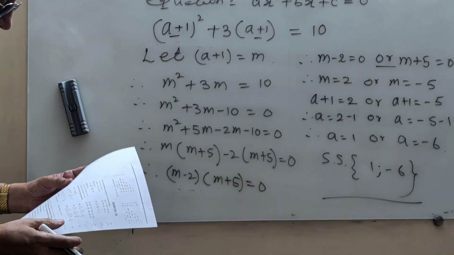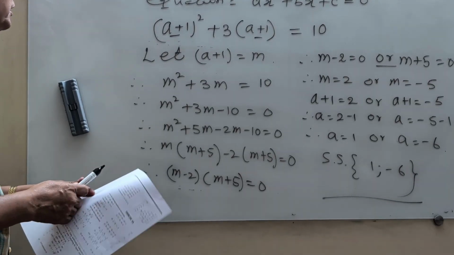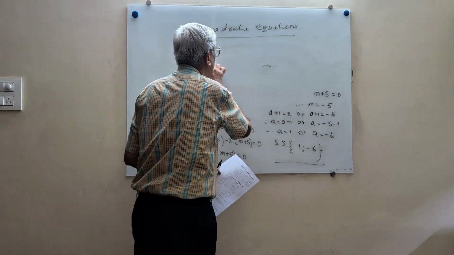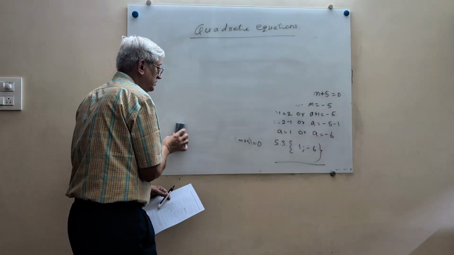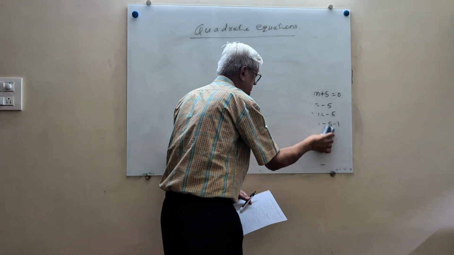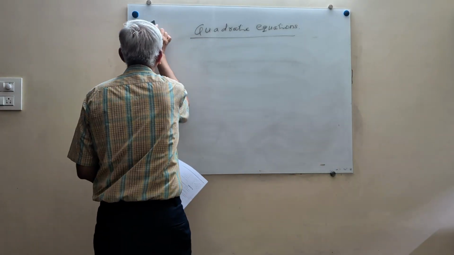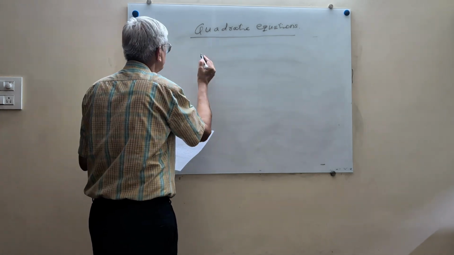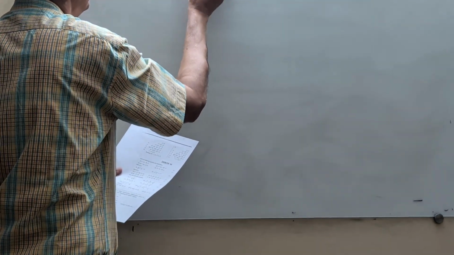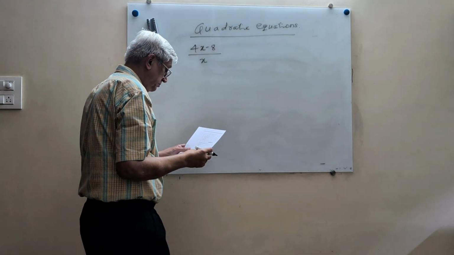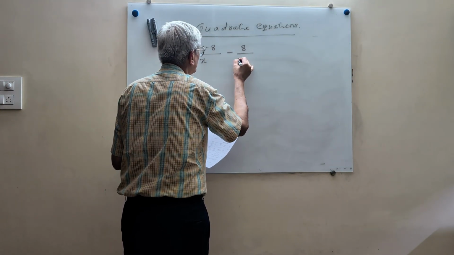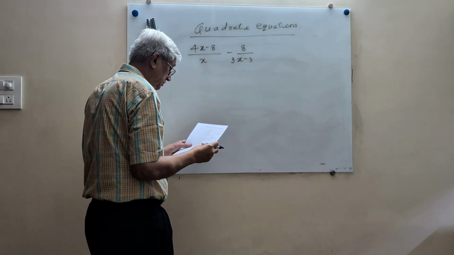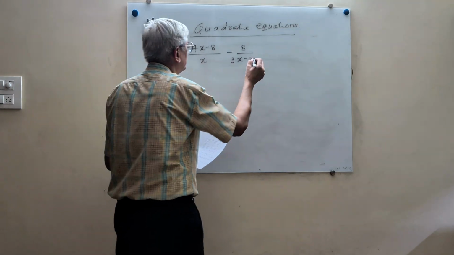Now let us take the next sum. Here, what is given? (4x minus 8) upon x minus (8 upon x minus 3) minus (3x upon 3x minus 3) equals 0.